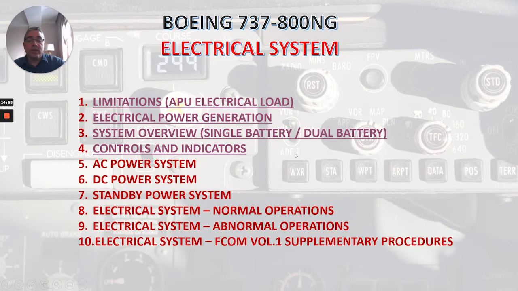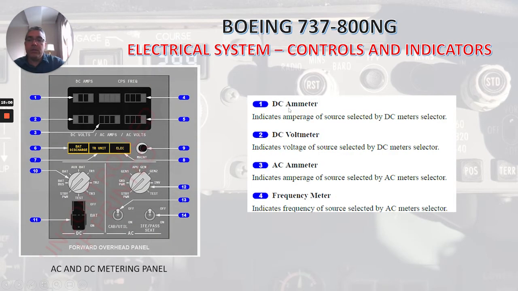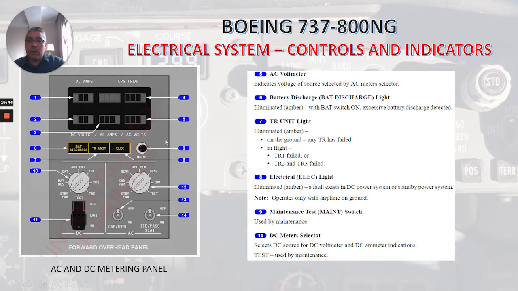So now let's talk about the controls and indicators we have for the electrical system. We'll start with the AC and DC meter panel. Number 1, DC ammeter, indicates amperage of the source selected by the DC meter selector, which is this one here. Number 2 is the DC voltmeter, indicates voltage of the source selected by the DC meter selector. Number 3, AC ammeter, indicates amperage of the source selected by the AC meter selector, which is this one here. Number 4, frequency meter, indicates frequency of the source selected by the AC meter selector. Now we'll continue with number 5, AC voltmeter, indicates voltage of the source selected by the AC meter selector.